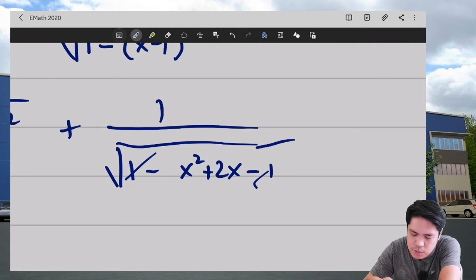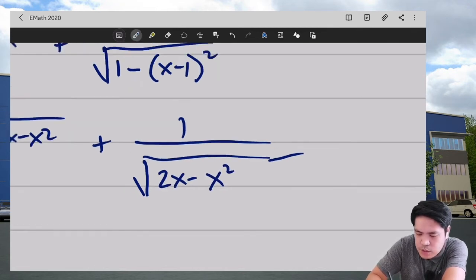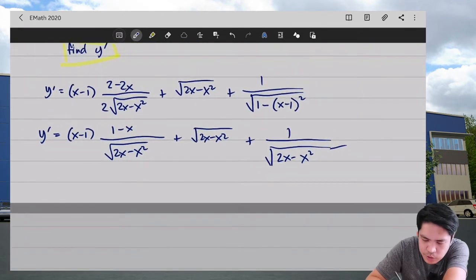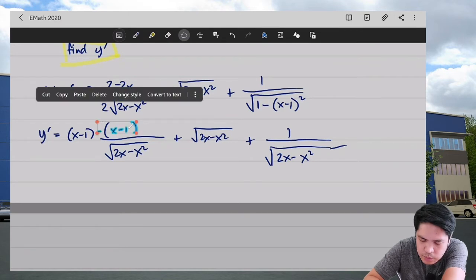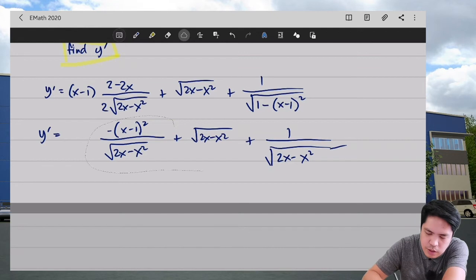So this becomes 2x minus x squared here. So the denominator here is actually the same as 2x minus x squared. How about this one, to be consistent, we could factor out a negative here so that this becomes x minus 1. So that's a negative, not a minus. So let me move that. Right? So therefore, if we multiply that in, it becomes negative x minus 1 squared. Okay, so let's simplify now.